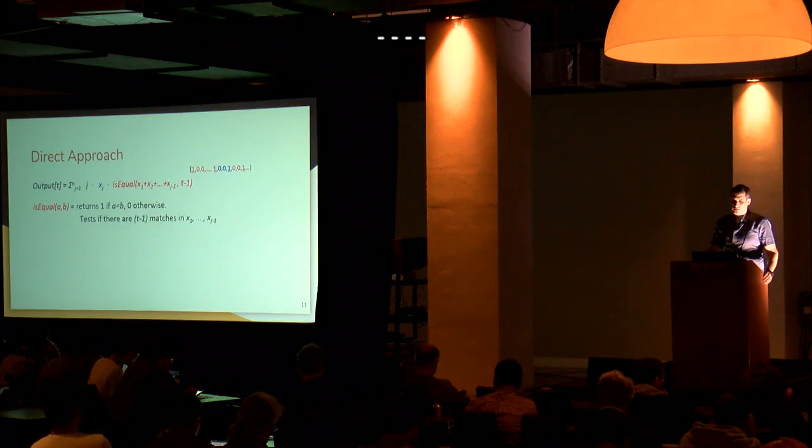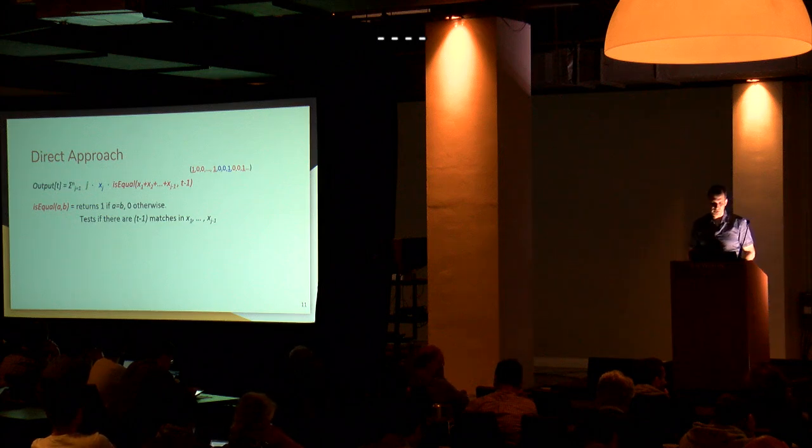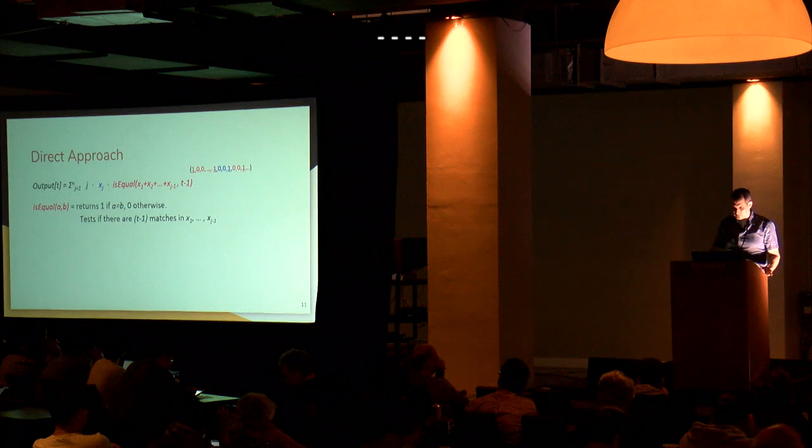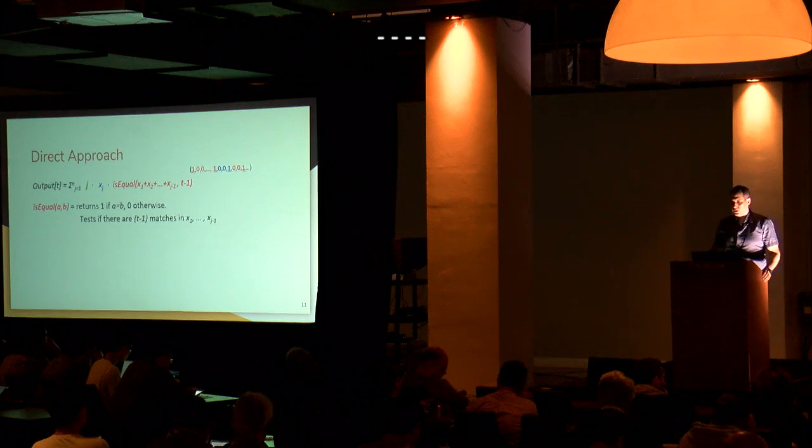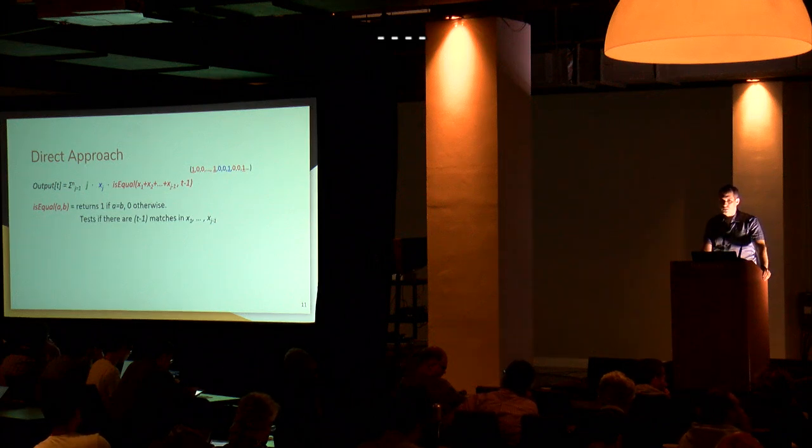So this is the direct approach, what was known before our work. So let's see what is such a polynomial for the tth slot in the output vector. It's not super important to understand why this is the polynomial. For completeness, I will just breeze over it. It's a sum for j goes from 1 to n, multiplying j by xj by is-equal, where is-equal of a and b is actually an equality test. It returns 1 if a equals b, and 0 otherwise.